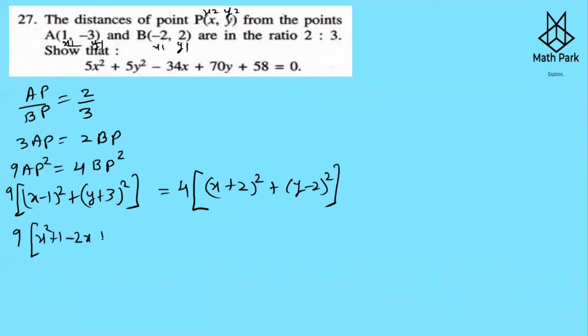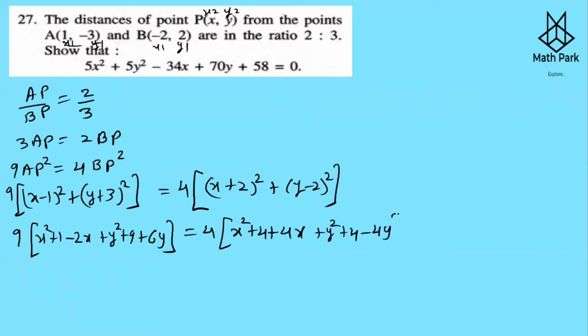Y plus 3 the whole square is y square plus 9 plus 6y, equal to 4 in bracket. X plus 2 the whole square is x square plus 4 plus 2 2s are 4x. Y minus 2 the whole square is y square plus 4 minus 2 2s are minus 4y. Okay. So now again, we need to multiply each term inside.